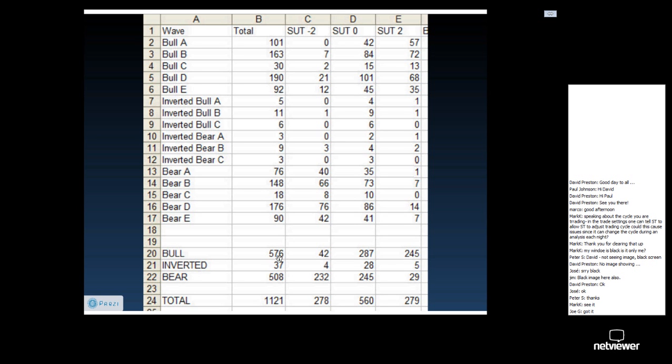Notice something else, and that is your inverted shapes. I put some total rows at the bottom here. The total number of bull shapes found in the analysis period that this was performed over, I think it was about 13 years. In total, 576 bull patterns were found. 508 bear patterns were found, which makes for a total of 1,084. And there were only 37 inverted patterns.